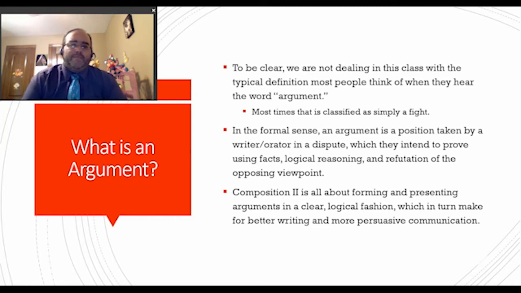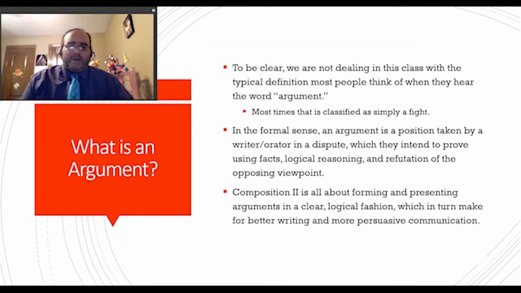In the formal sense, an argument is a position taken by a writer or orator in a dispute, which they intend to prove using facts, logical reasoning, and refutation of the opposing viewpoint. So it's very much steeped in logic, which, if you've watched any news lately, you'll find that logic tends to be severely lacking from some people. Unfortunately, it usually seems to be people that need to be using logic. That's just my opinion. Alright, so formally, argument is just a position that you take, and you're going to prove with logic and disprove the opposition using the same logic.